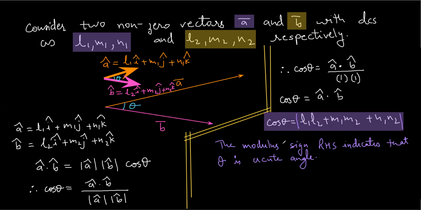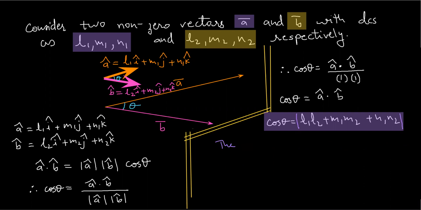And if you are not putting the modulus sign, then nothing to be worried about. If you are getting a positive value, then it is an acute angle. And if you are getting cos theta negative, then it is an obtuse angle. So you can write it both ways. I just showed you the condition in case it is required for some formula. So this is an important formula.